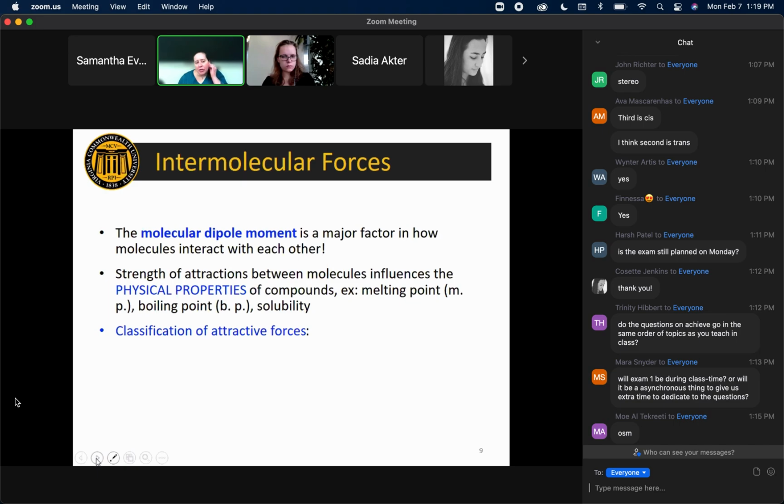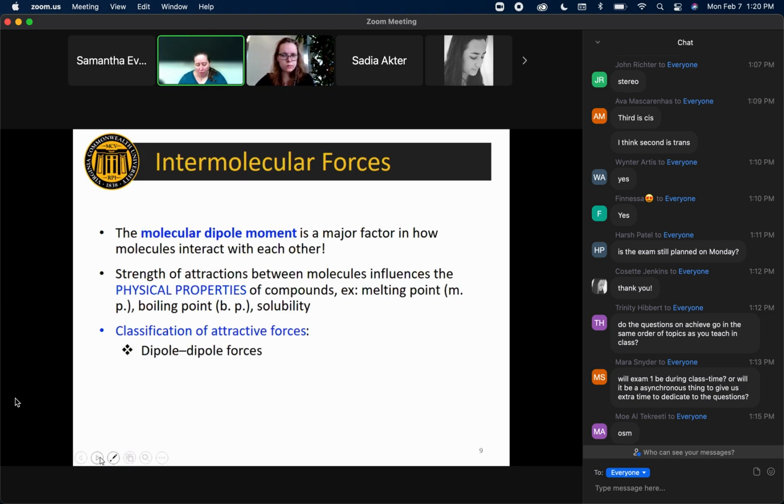What we're going to talk about over the next couple of slides is the different types of attractive forces between molecules. They can be called attractive forces, but more often we're going to call them intermolecular forces. And there are 3 types. I'll give you an overview of them here, and then over the next couple of slides, I'll dig into a little bit more detail on each. So the first type is called dipole-dipole forces.